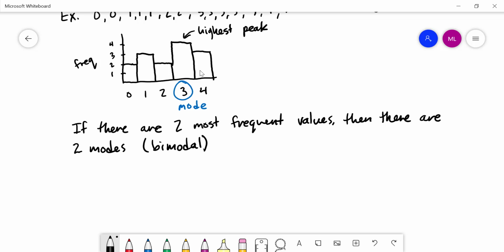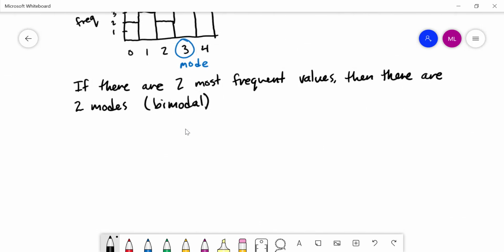We saw this when we were visualizing histograms before. It just kind of has 2 humps, 2 peaks. So that's possible. You don't need to do anything with those 2 values. You don't need to average them together. You just have more than one mode. It's possible to have more than one mode. So keep that in mind.